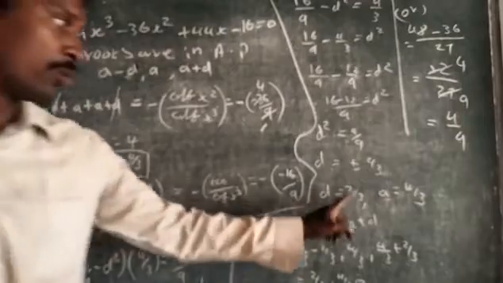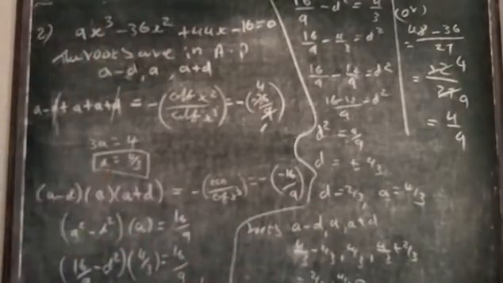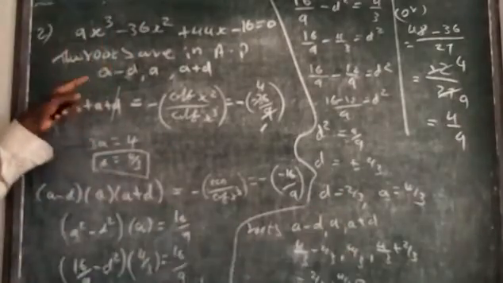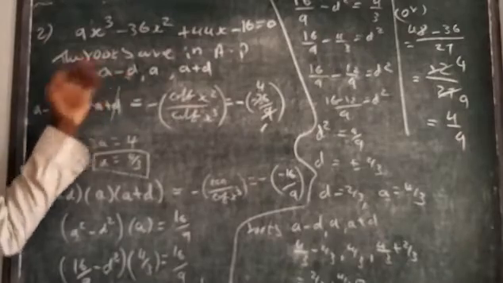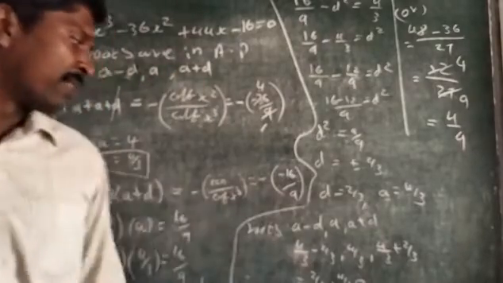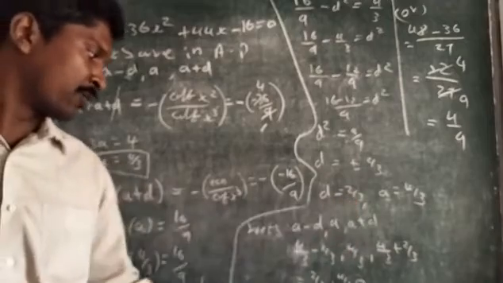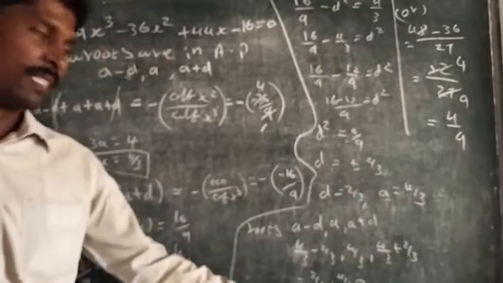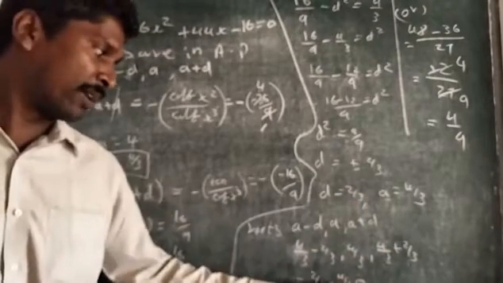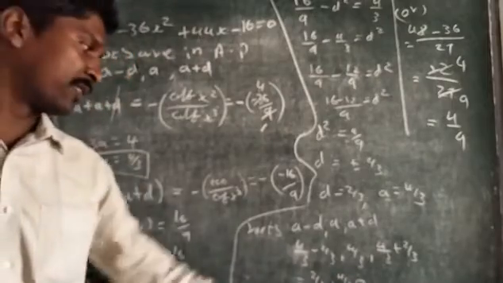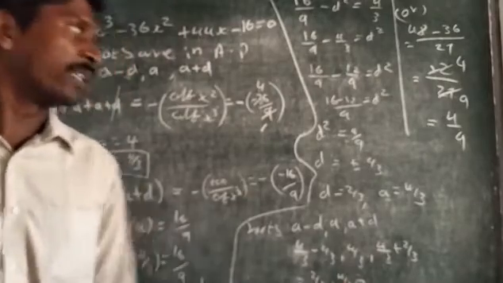So when d equals 2 by 3, we already have a equal to 4 by 3. What are the roots? Substitute the a and d values in this place and we are able to find the 3 roots. Then again, d equals minus 2 by 3 and a equals 4 by 3. Simple logic: the same roots come in reverse order. So the roots are 2, 4 by 3, and 2 by 3.